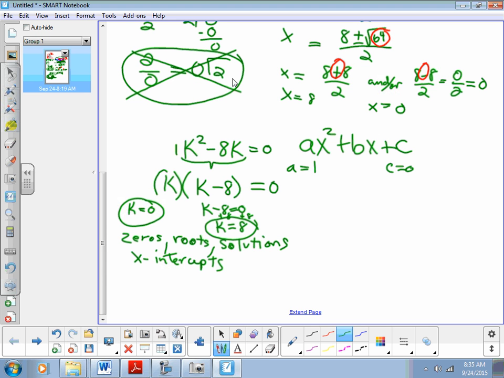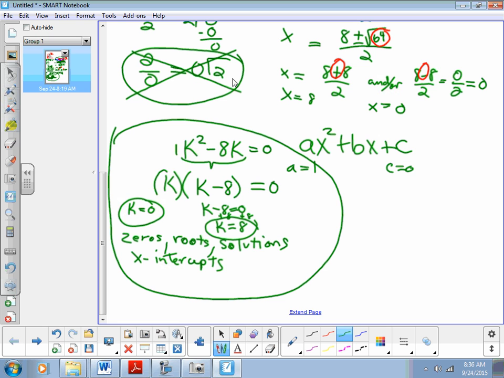Okay? Does everybody see that I did quadratic equation and I did factoring? Obviously, factoring was very, very quick and to the point. It's not always going to be that case, though. Okay?